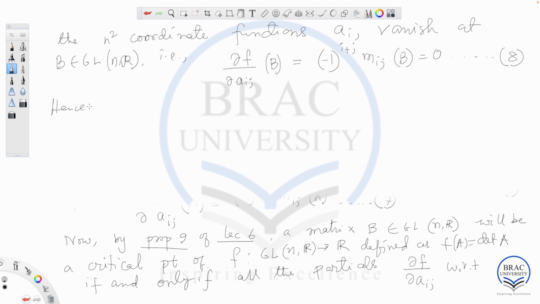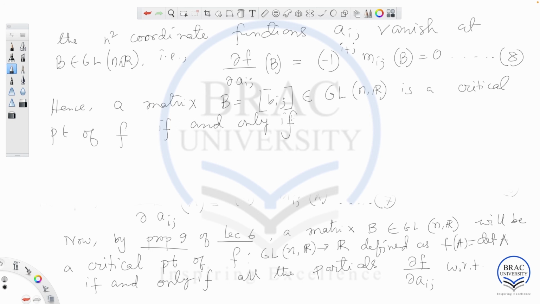Hence, our matrix B, whose entries are small b_ij, so B in GL(n, R) is a critical point of f if and only if all the n minus 1 times n minus 1 minors of B, that is M_ij of B, all these minors are 0.